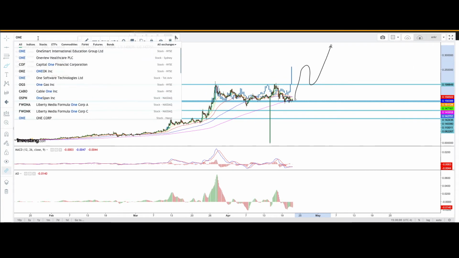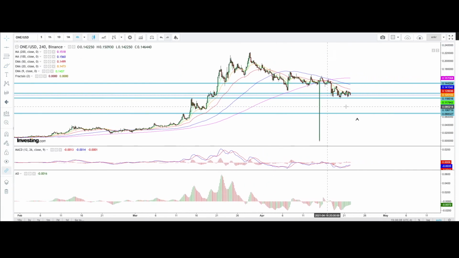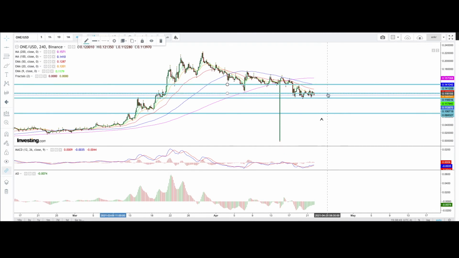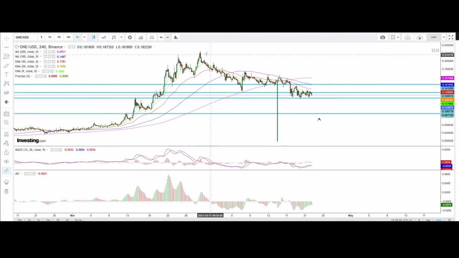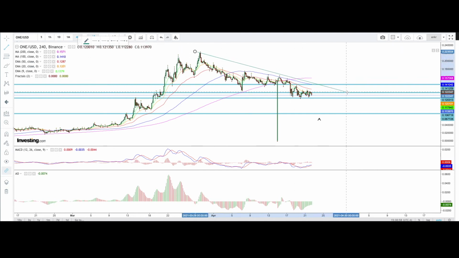Let's do another coin, and the next coin I want to do is going to be Harmony. Right off the bat, everything the same. We draw our lines of support here, here, and here, and you can see a line of resistance. In this case, it is going to be a trend line, because it's not exactly flat. This can be a squeeze to the downwards, as you can see.